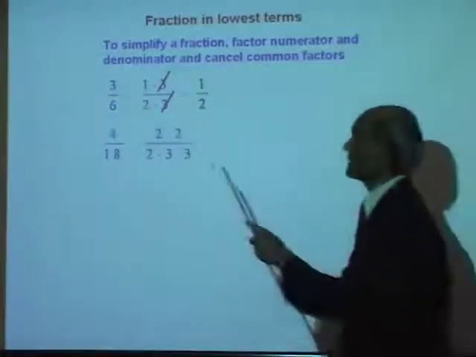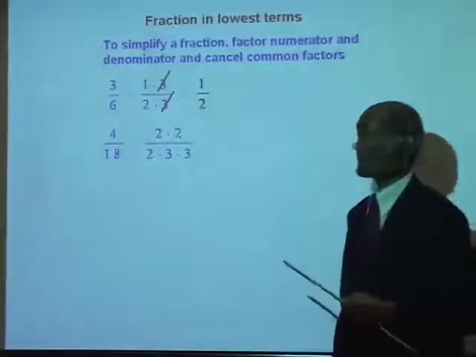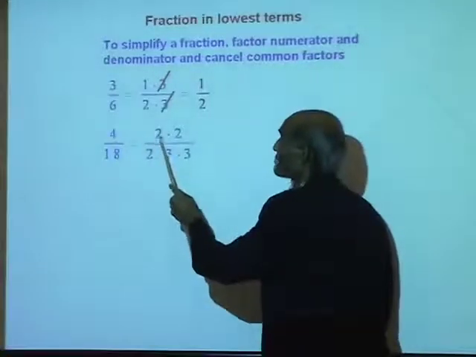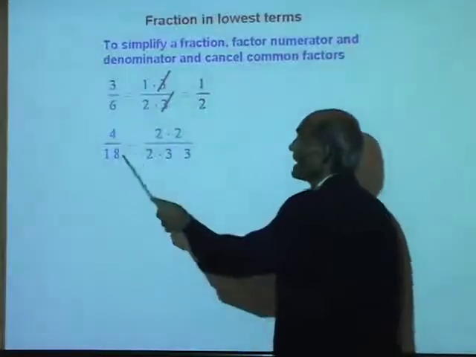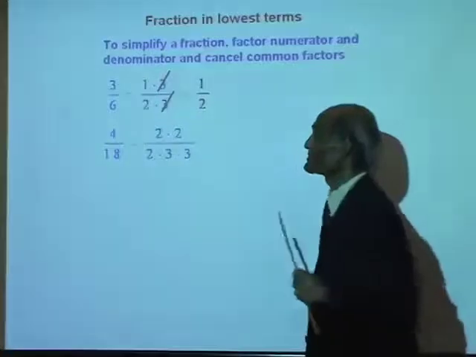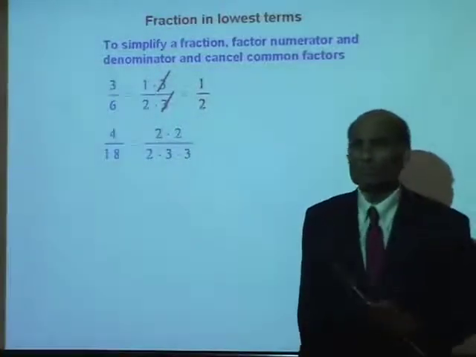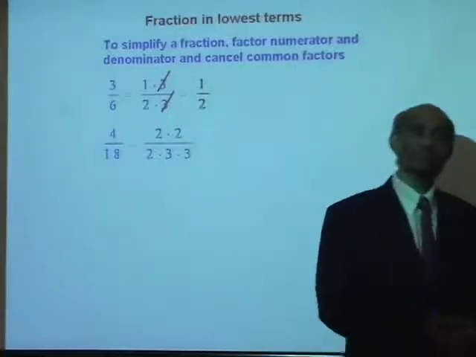Okay, how about this? 4 divided by 18. 4 can be factored as 2 times 2. And 18 can be factored as 2 times 3 times 3. Well, I don't know if most of you know how to factor. Let me show you. Give me a second.